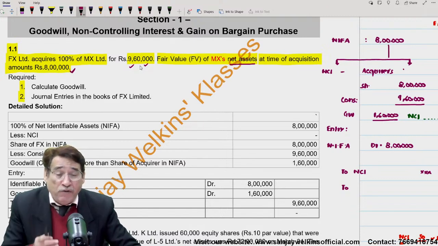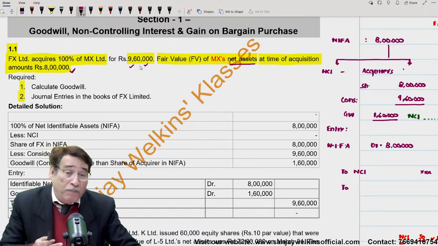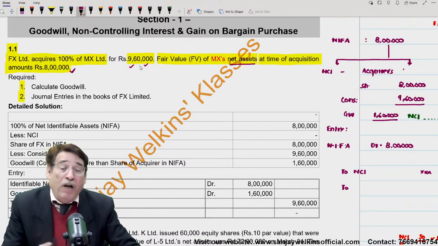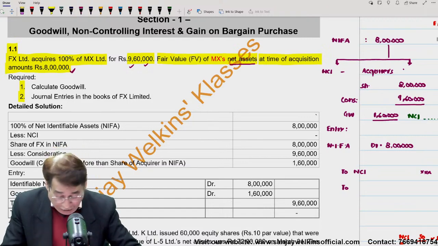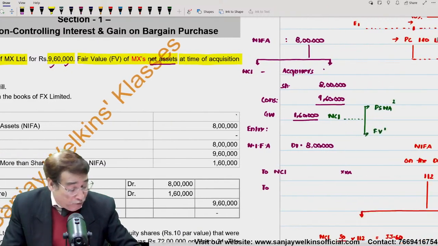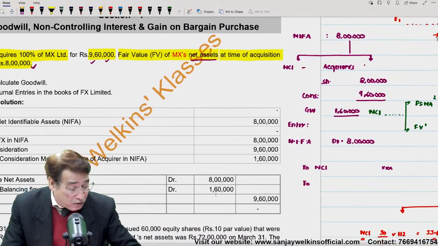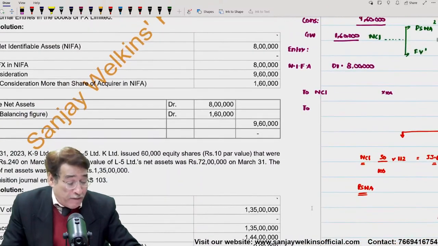That means from next time you will have to keep an eye on whether the purchase consideration is delivered by the acquirer entity through cash or by way of share capital. That is the point actually. These are the minor things which I would love you to pay attention to, and that is the reason why I'm doing this particular question.